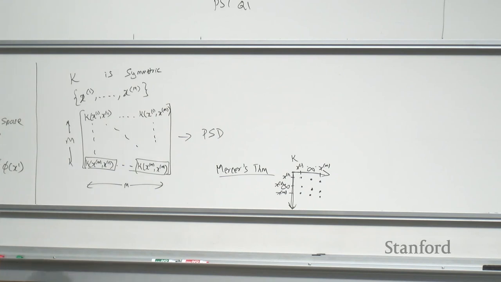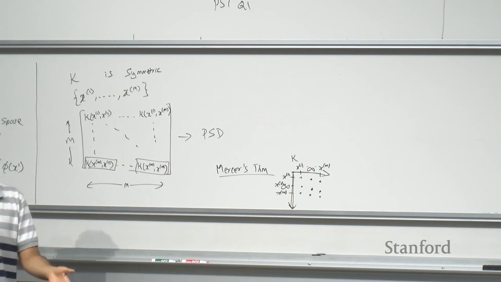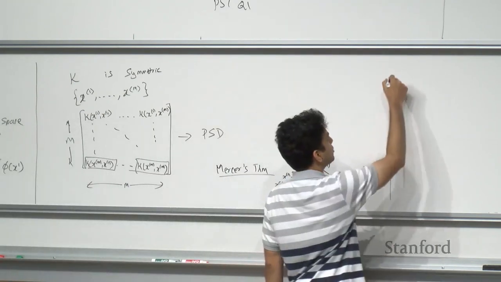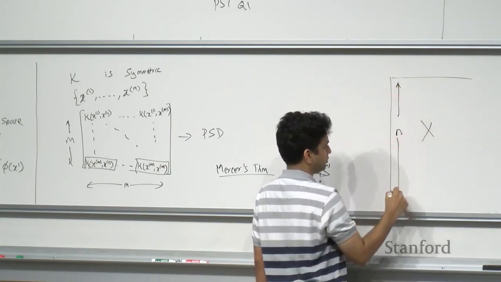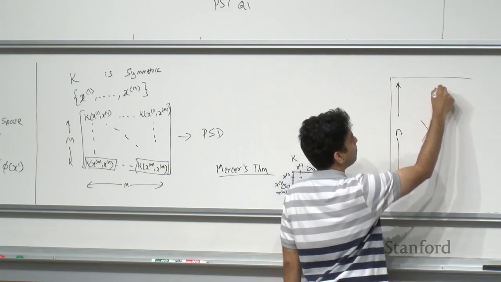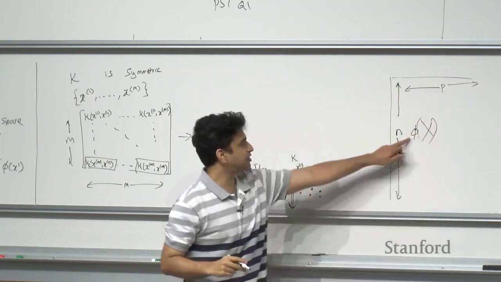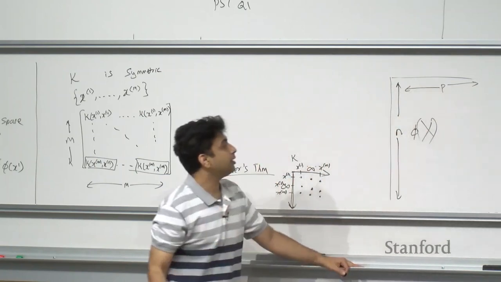And the kernel trick is basically if we can rewrite our algorithm to be represented as inner products of X's, then we can replace those inner products with kernel functions, right? And that basically allows us to redefine parameters. So if this is our design matrix X, where you have n examples, and let's call it p features. So this is phi of x, right? So there's some feature map, and you have p features and n examples, right?